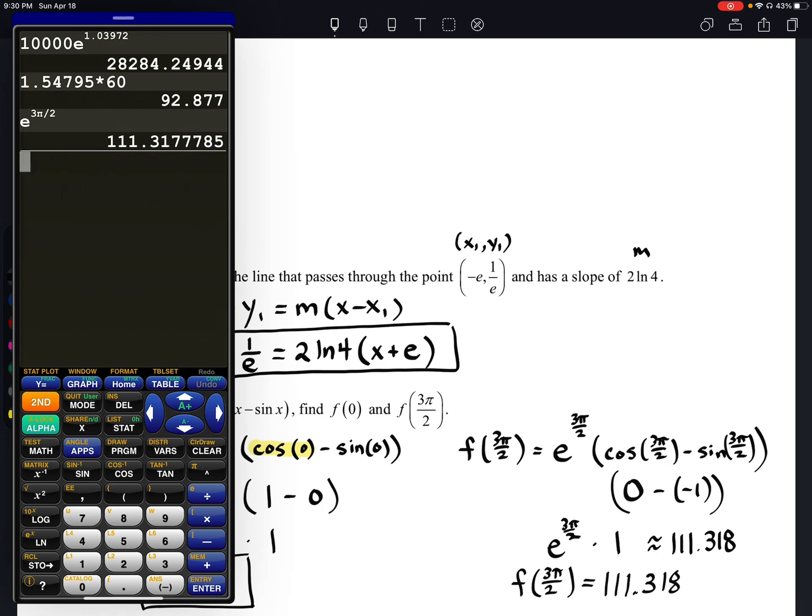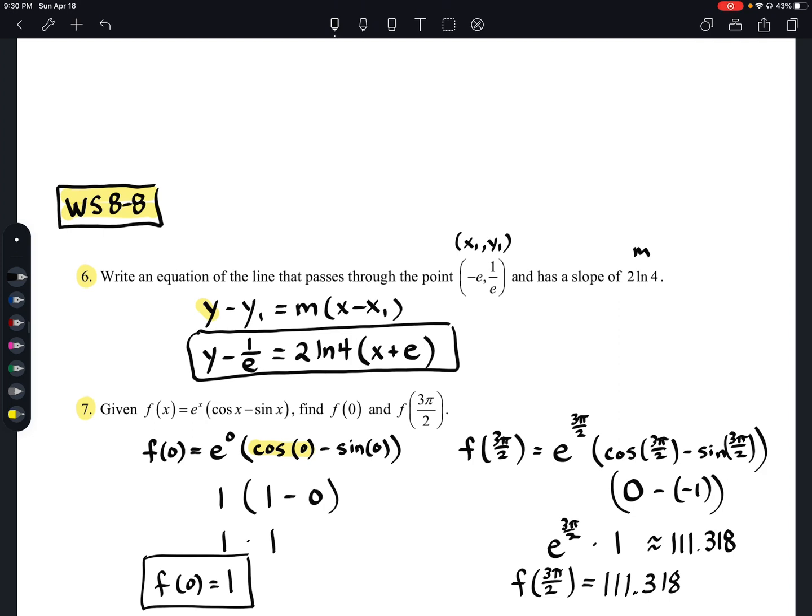So there's your answers for number 6 and number 7 from worksheet 8-8.